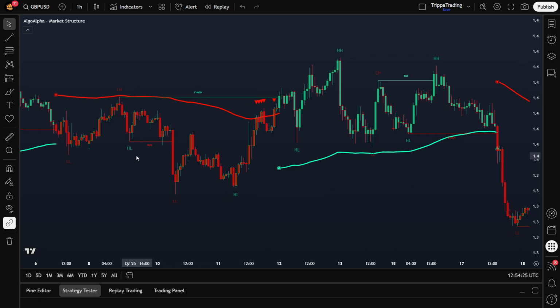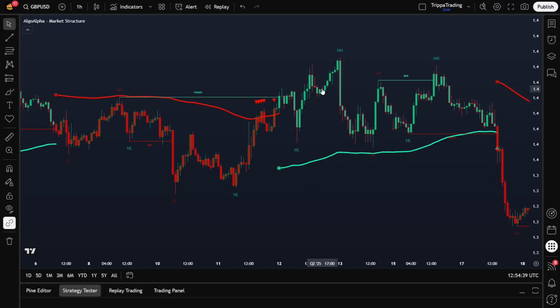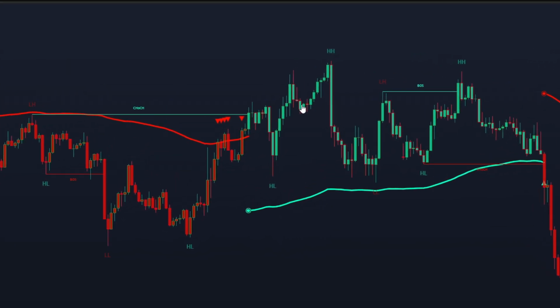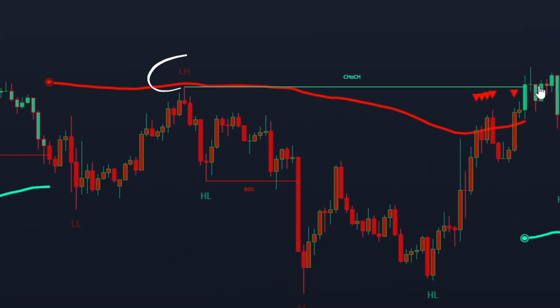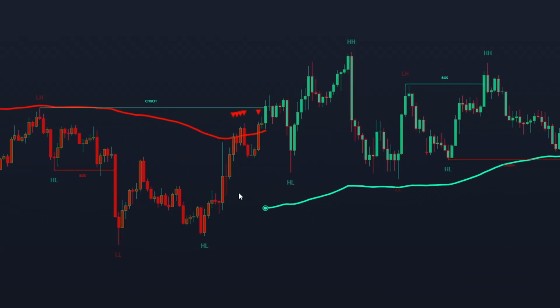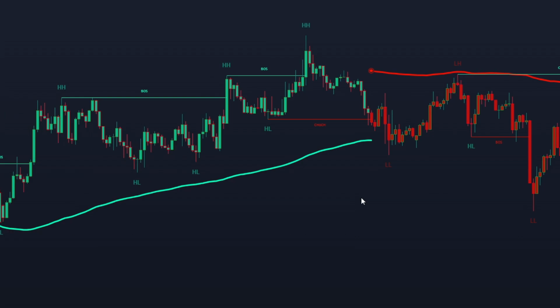Now let's break everything down. This entire indicator is built around one core principle: market structure. At any given time, price is either trending or consolidating. And if it's trending, it's either pushing up or pushing down. What this indicator does beautifully is help you identify higher highs, higher lows, lower highs, and lower lows right on your trading chart. These labels appear automatically so you don't have to guess what structure the market is printing.